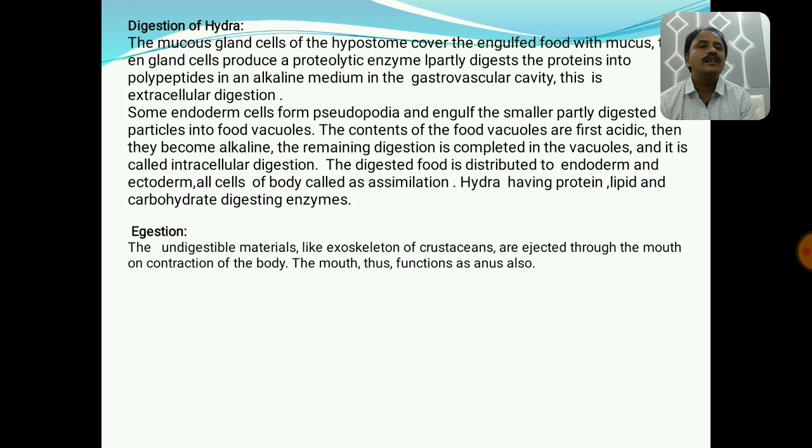As a rule of the physiology of digestion, when a substance is eaten, some waste material is also formed. This waste material is called undigested food material or fecal matter. This undigested food material is thrown outside through the mouth. So the mouth acts as an anus as well as a mouth, used for both functions. So this is about nutrition and digestion in Hydra.